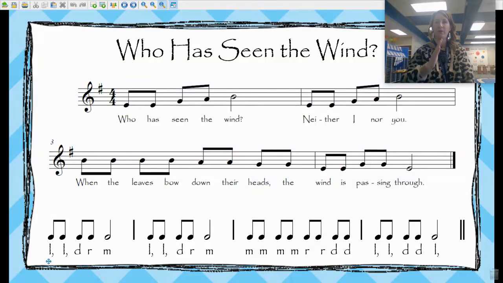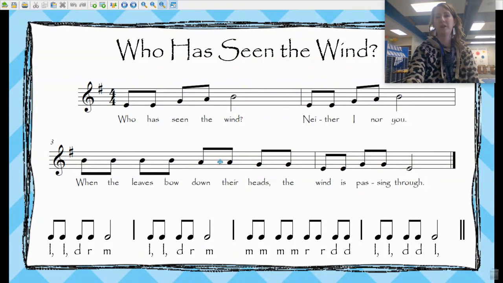La la do re mi. La la do re mi. Mi mi mi mi re re do do. La la do do la. Excellent. Let's try it one more time. Same thing. La la do re mi. La la do re mi. Mi mi mi mi re re do do. La la do do la.